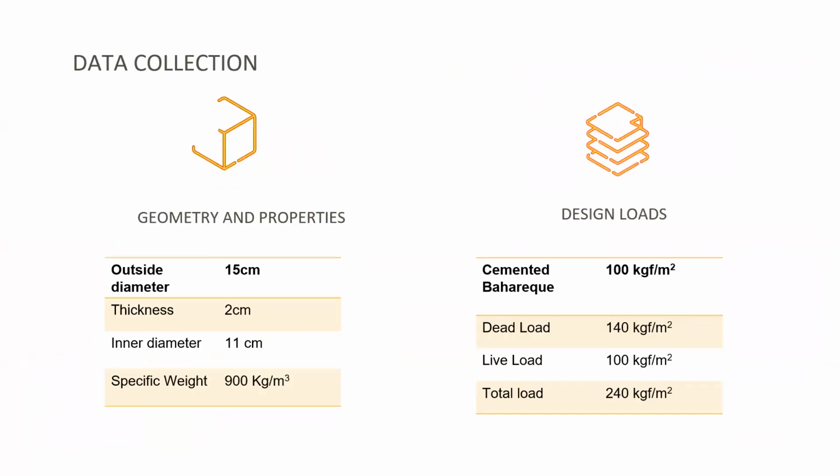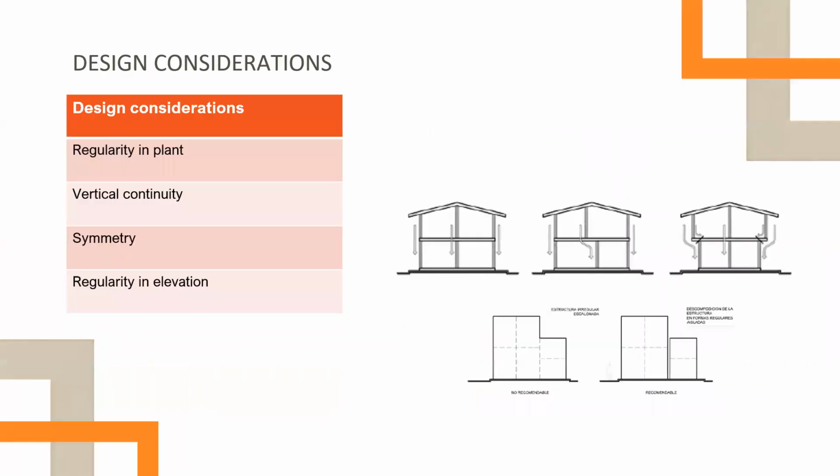So for the methodology and structural design, we made the data collection and all the analysis of the literature review, in order to check the geometry, properties, and also the design laws that we will use in this research. And the design considerations: regularity in plan, vertical continuity, symmetry, regularity in elevation. In order to have a better understanding of this type of structure, we need to start with a regular structure. Then we can change the geometry, we can change the plan, but at the beginning, we started with this regularity.